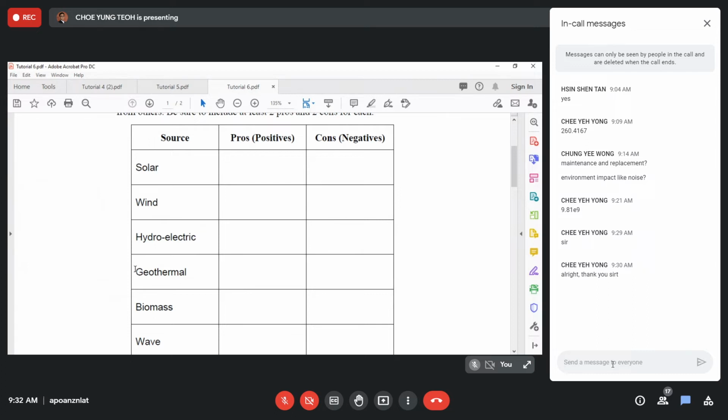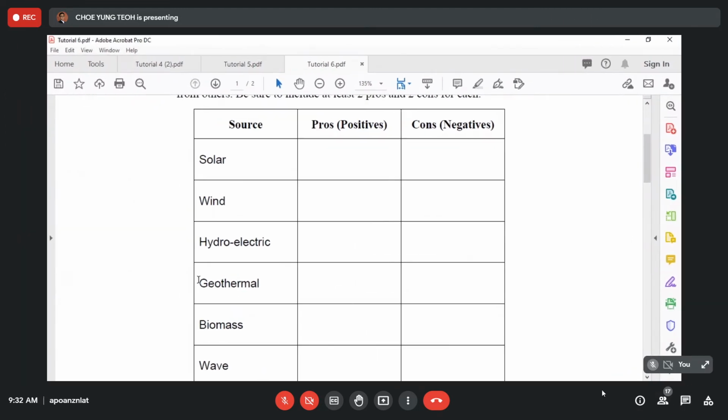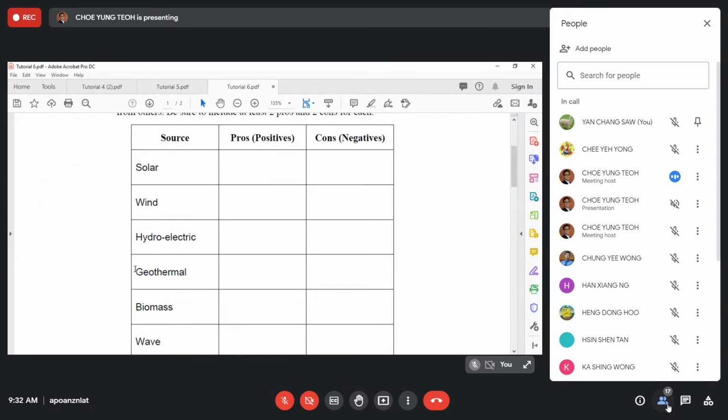Of course, if the question just asks what the advantage of using solar energy is, you can always say renewable. But when the question asks to compare solar with wind, or solar with hydro, then you cannot use renewable anymore. So let's talk about solar. What is the advantage that you know about solar? Give me 2 advantages.